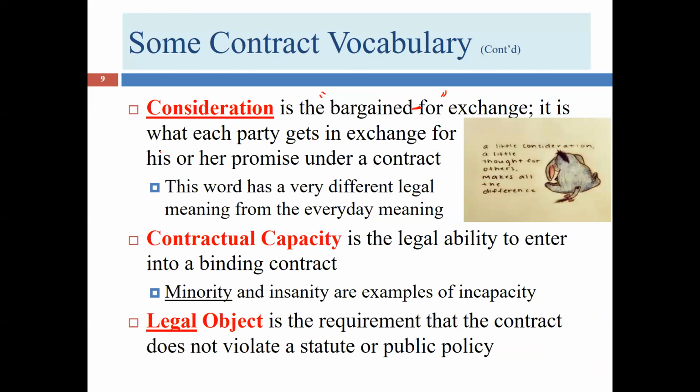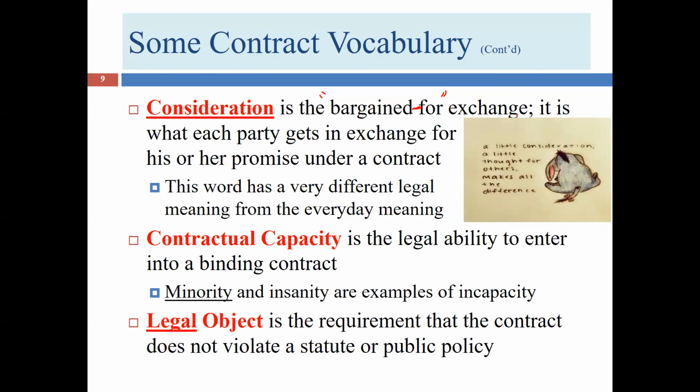My guess is that before you saw this slide or read the chapter in the textbook, you thought about the word consideration in a different context. When we use the term consideration, we probably use it more like Eeyore here: a little consideration, a little thought for others makes all the difference. So when I say show me some consideration, I probably don't mean show me a bargain for exchange. No, what I mean is show me some compassion. Think about my feelings. Cut me some slack. That's what I probably mean.